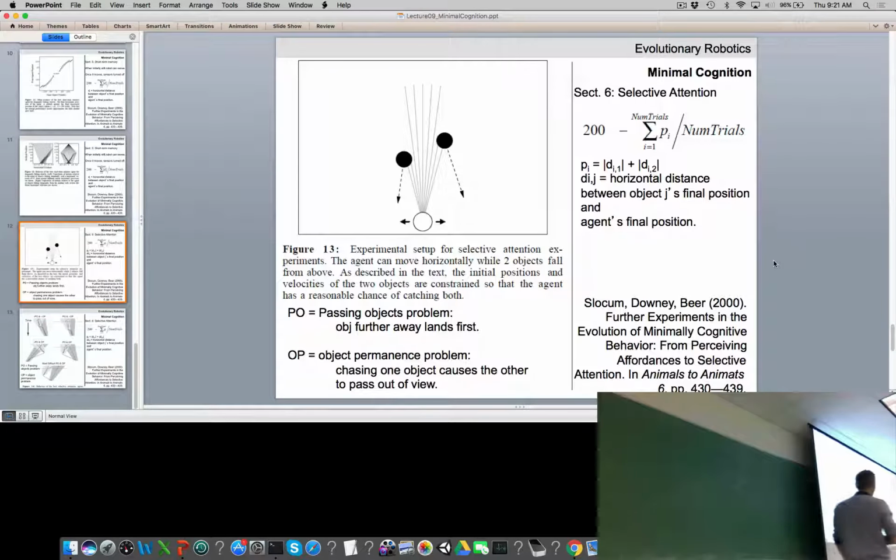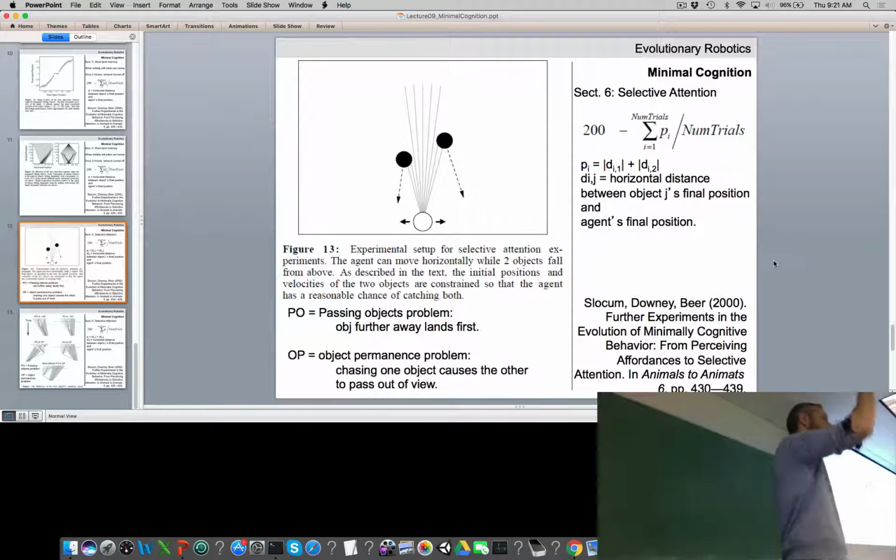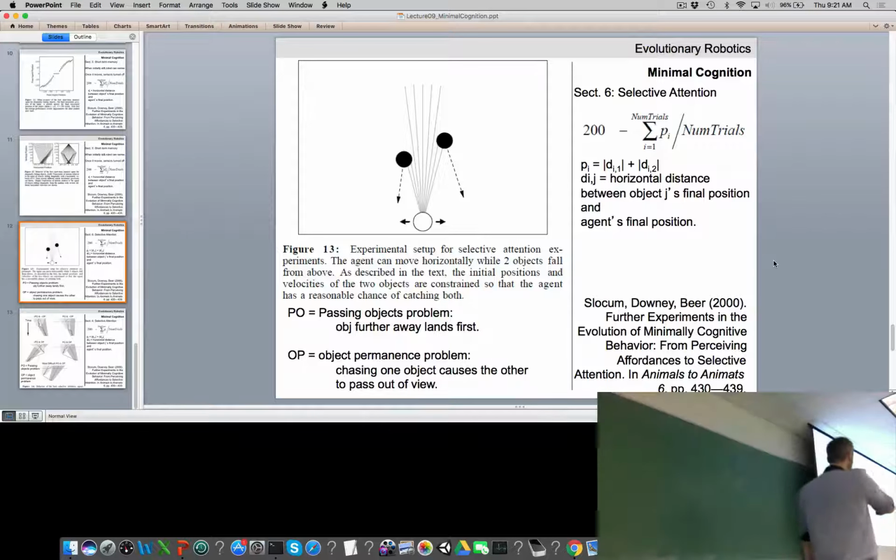Again, we've got our rocket robot down here at the bottom of the screen. These 2 objects are falling from different initial conditions, and they're falling at different velocities. We're going to take the mean of its performance in each of the ith environments. We've got 200 minus. So we know that the controllers are being selected to try and minimize P sub I. P sub I is the sum of these 2 components. What are these 2 components?